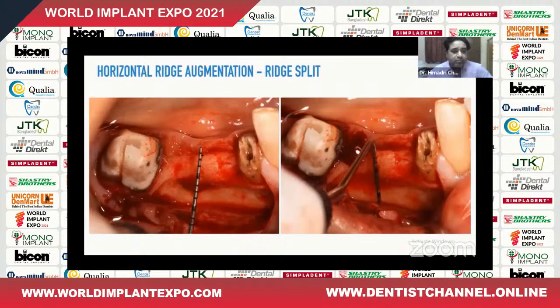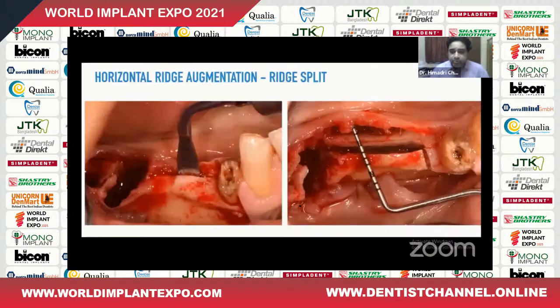Okay, so 1, 2, 3, 4, 5 millimeters of ridge width, and so we need to do a split here. Okay, so we'll do it. So here is a split that has been done. This is a piezo I used in this case.